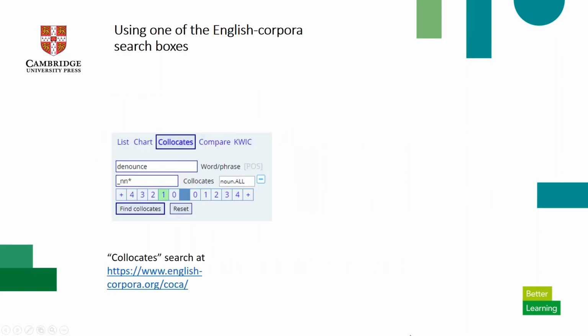Now let's use one of these English corpora search boxes. So I'll put in denounce, I'll look for the nouns that can occur in one space to the left.